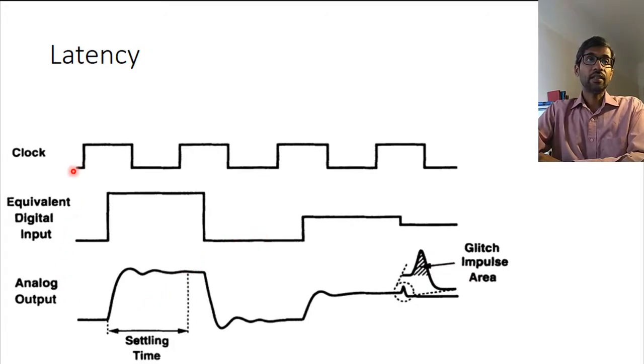Latency is the time from when the clock is applied to when the analog output becomes stable. So it is basically the settling time plus the time that it takes for the digital input to actually be applied to the DAC. That's the latency. How long does it take for the analog output to become stable after we ask the digital to analog converter to do the conversion?